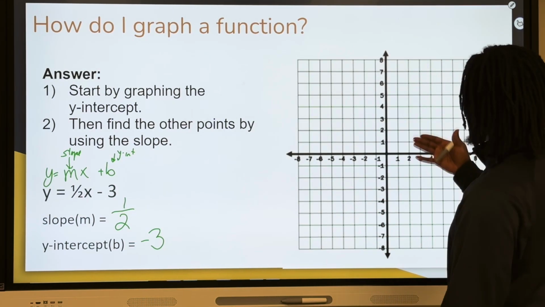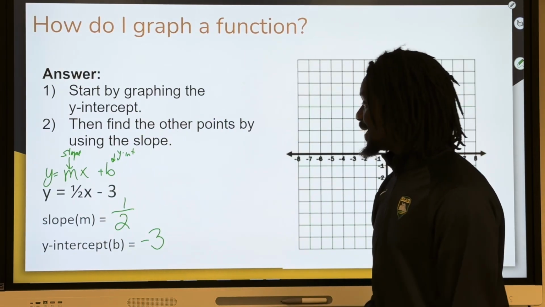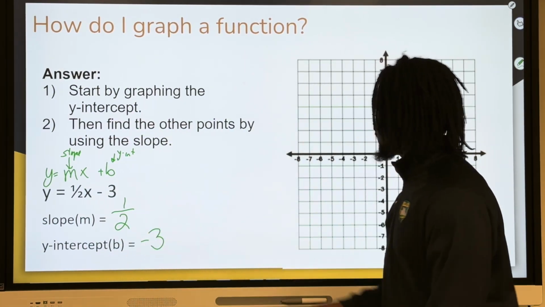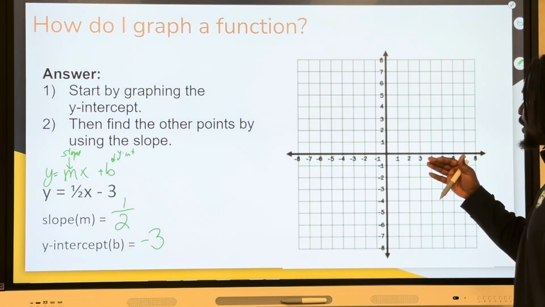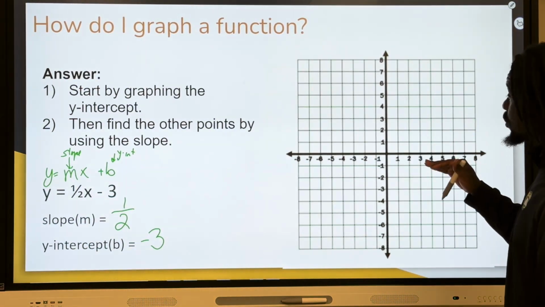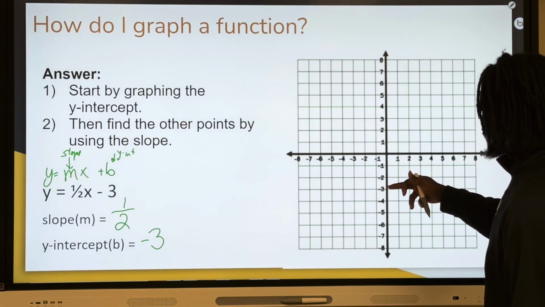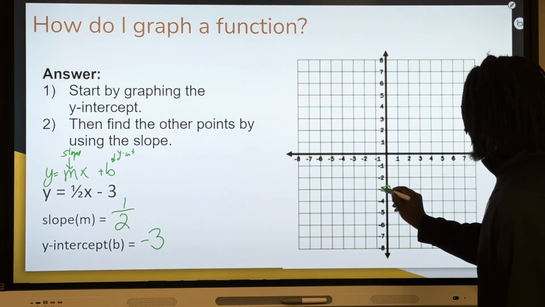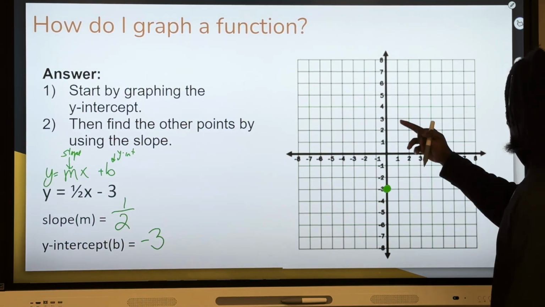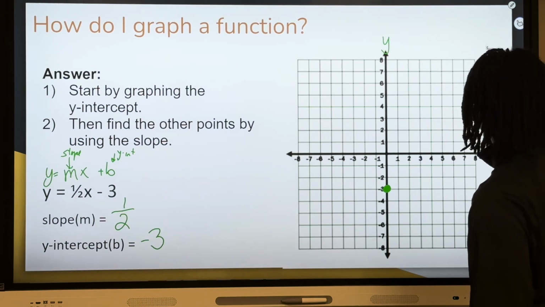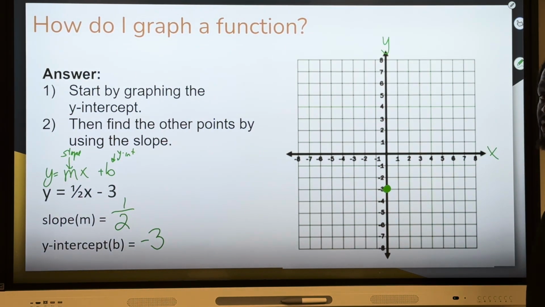Now, how do I graph it? I'm going to start by graphing the y-intercept. The y-intercept is -3, and it is where the graph crosses the y-axis. So I'm going to go to -3 and put a dot right there, on the y-axis. It crosses there at -3.